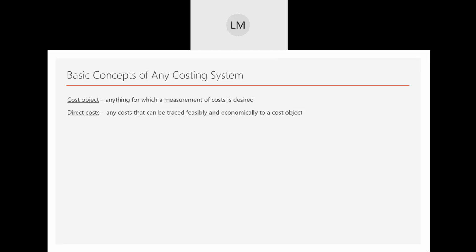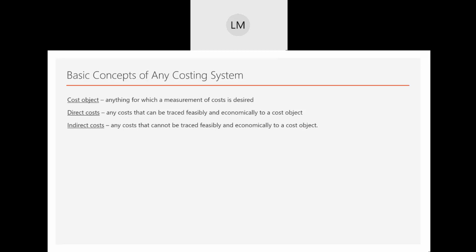And what kind of costs are direct costs? Well, we talk about direct materials and direct labor. Those are examples of direct costs, and we trace those costs to a cost object. And then we have indirect costs: any cost that cannot be traced feasibly and economically to a cost object. So as we're going to learn today, direct costs are traced to a cost object. Indirect costs are going to be allocated to a cost object.